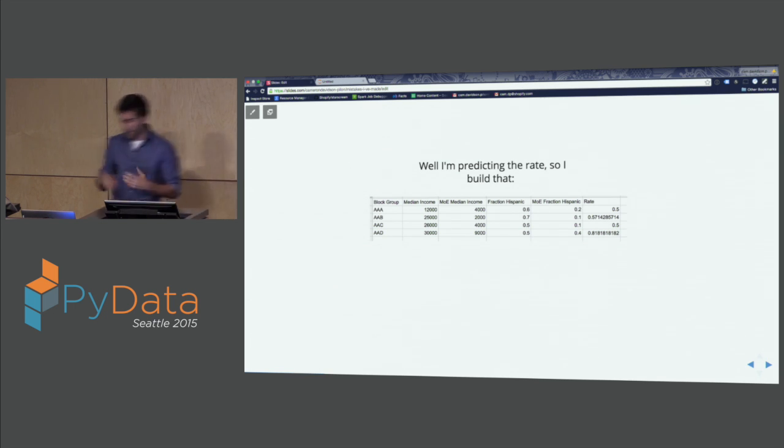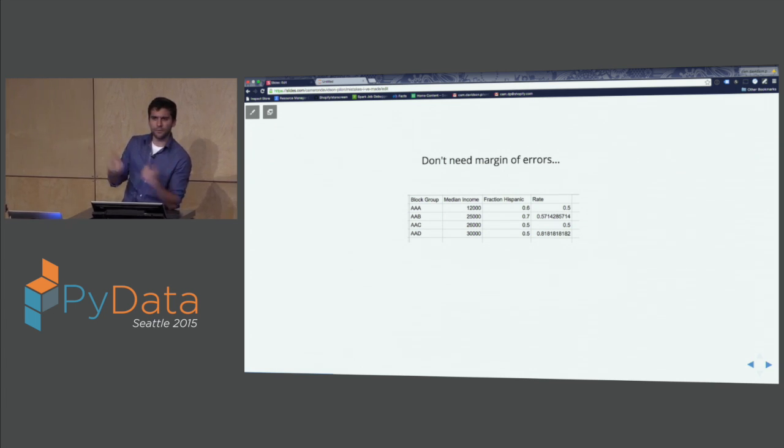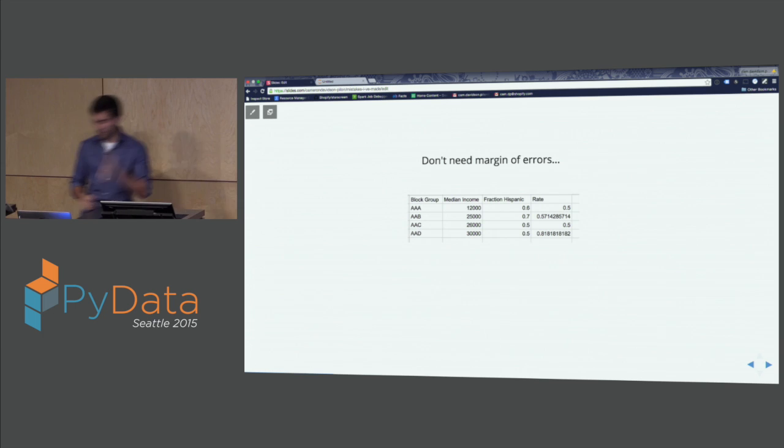Cool. That makes sense. I also don't need those margins of error. Those don't really make sense. If my margin of error increases, why should my return rate increase? There's no immediate idea there, so I just nuke those.